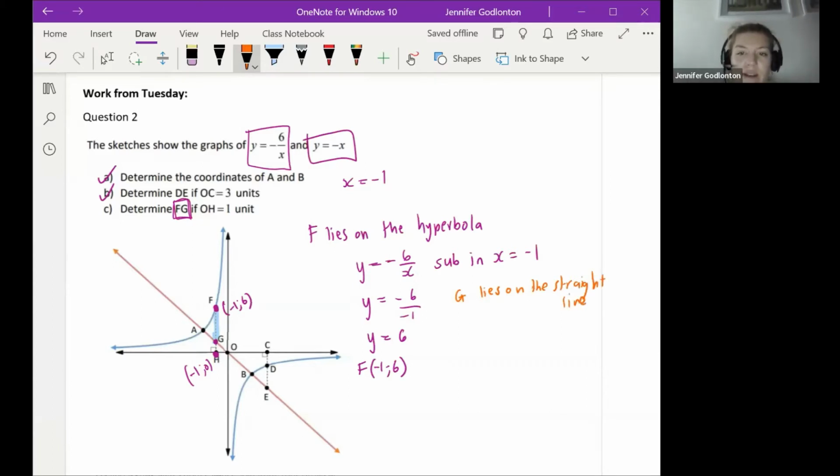Okay, so that's going to be y is equal to -x. So we're going to sub in. The x is equal to -1 comes from this sentence here where they said OH is equal to 1 unit. So they told us that this distance, that orange line that I've just drawn, is 1 unit. And so the coordinates for H are -1 and 0.